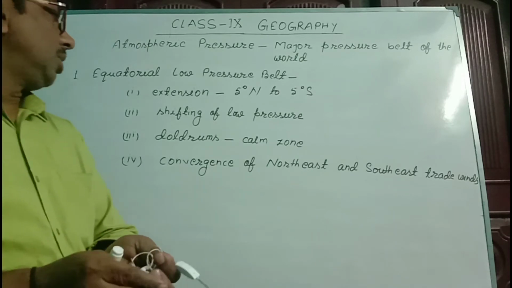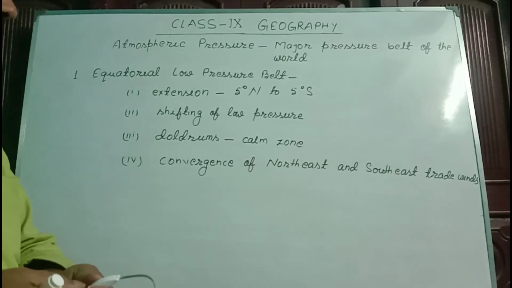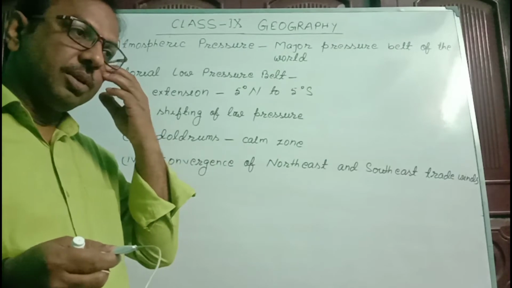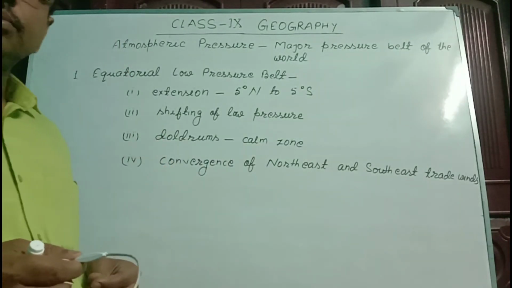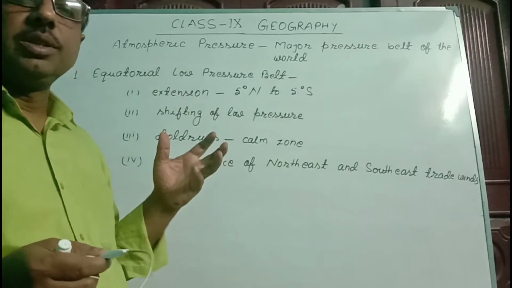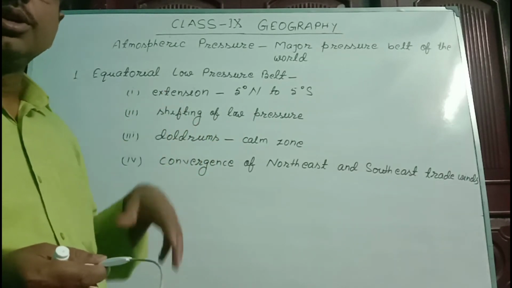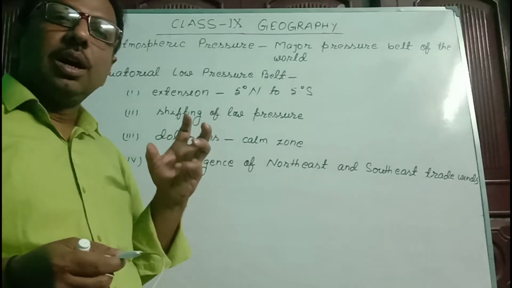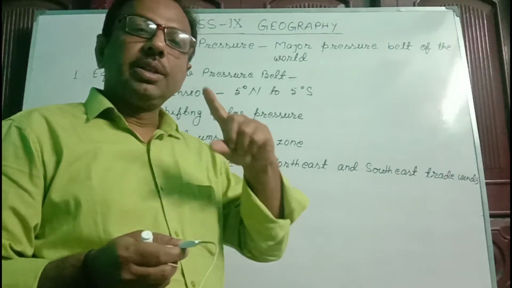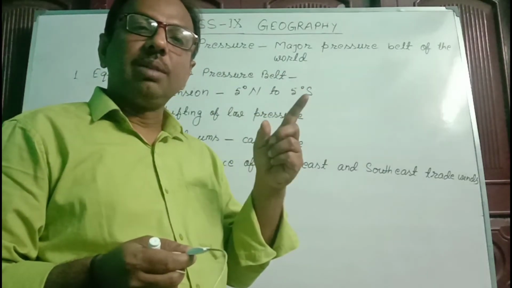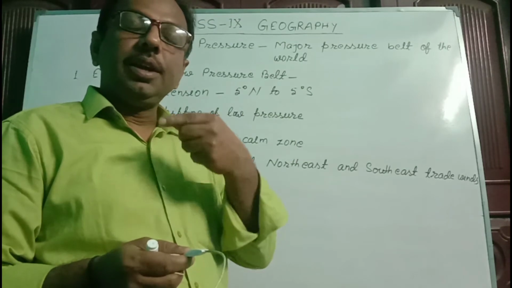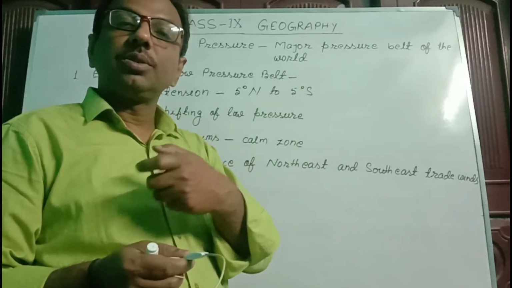Second, in this extension of equatorial low pressure belt, there is shifting of low pressure. There is shifting of low pressure means in summer season, this low pressure is found in northern hemisphere, and in winter season, this low pressure is found in southern hemisphere. I am telling about summer season and winter season regarding the northern hemisphere. When there is a summer season in northern hemisphere, that time there is a low pressure belt in northern hemisphere. And when there is a summer season in southern hemisphere, that time low pressure belt in southern hemisphere.